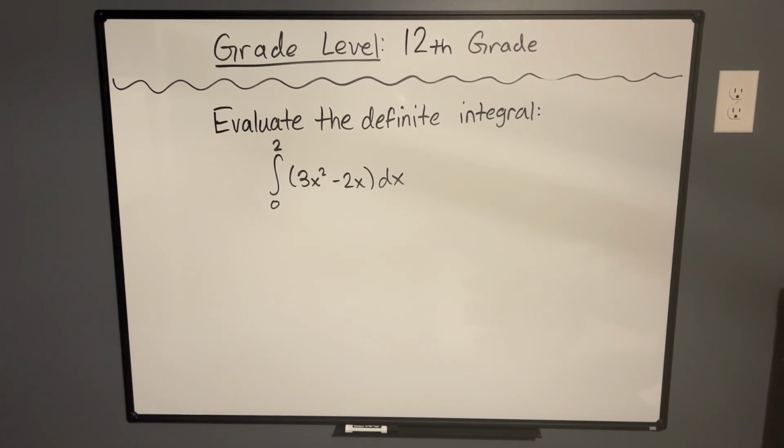All right, so here we are in our senior year. This is our last question of high school. Remember, we have one more, so be sure to stick around for the college level question. But for right now, we're going to evaluate the definite integral. So this is the integral from 0 to 2 of 3x squared minus 2x dx.